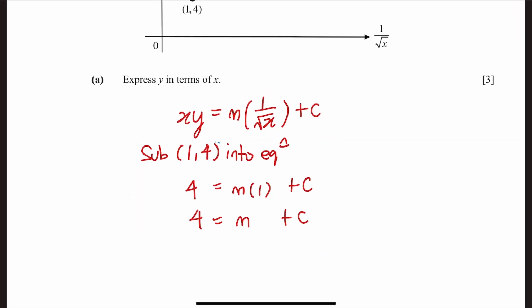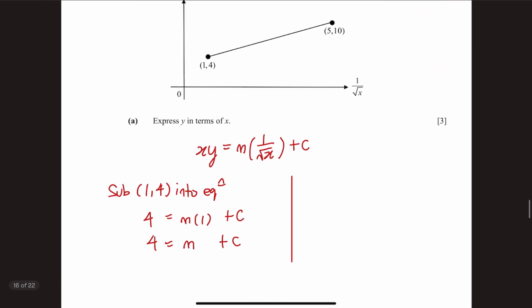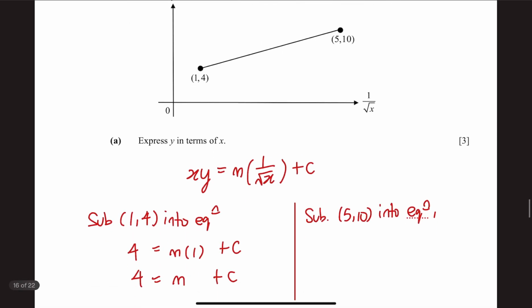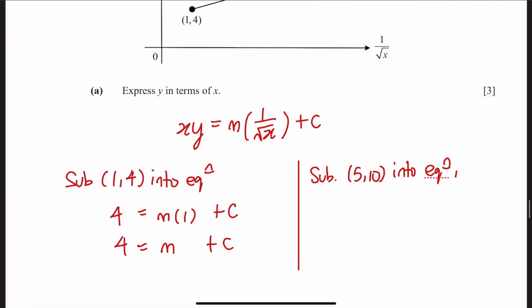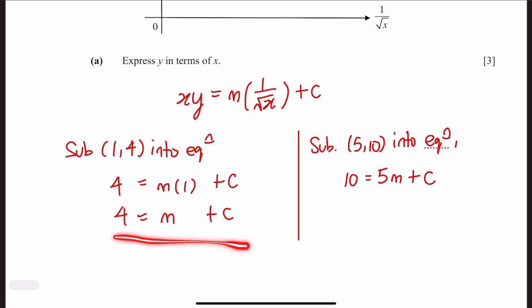Likewise, another point that lies on this graph is (5, 10). So I can sub (5, 10) into the equation of this line as well. These values satisfy this equation. When 1 over root x is 5, xy is equal to 10. So 10 is equal to 5m plus c. Now you can easily solve this by simultaneous equations since I have two equations. I get c is equal to 4 minus m, and c is equal to 10 minus 5m.